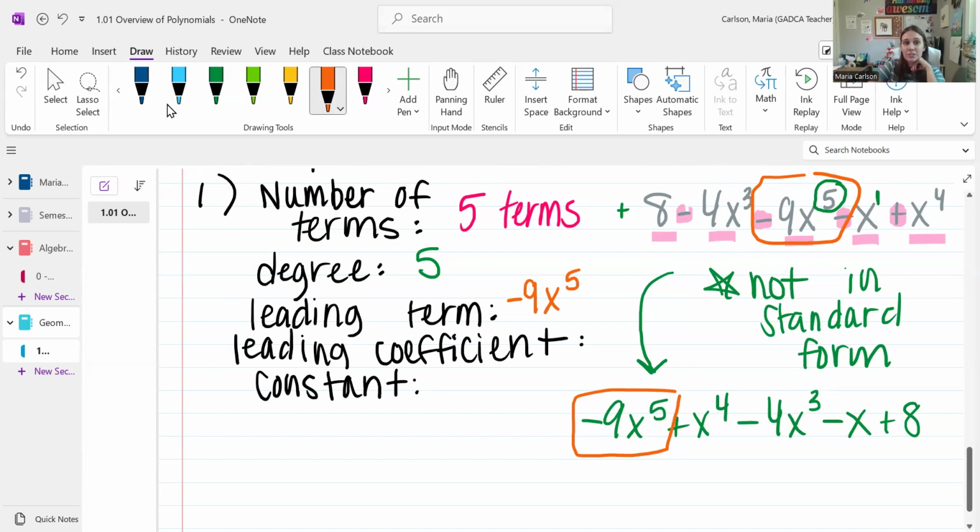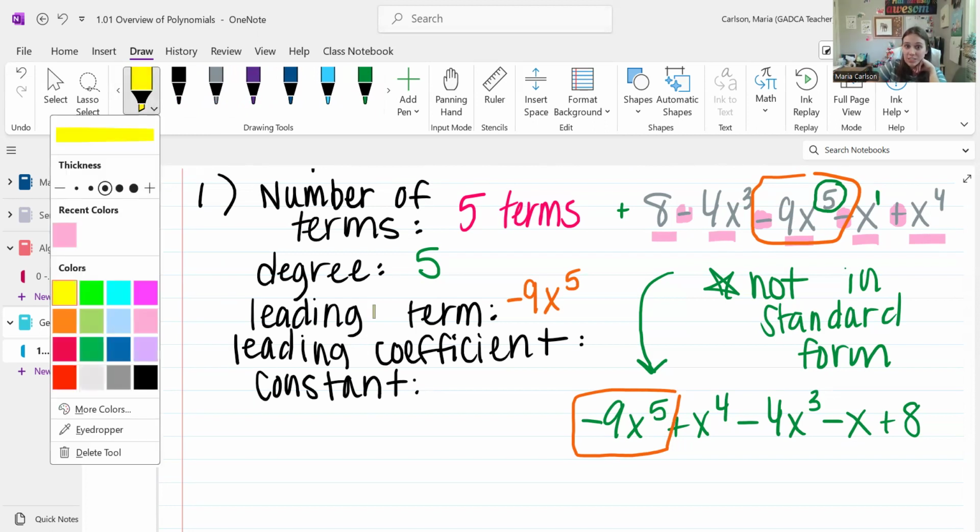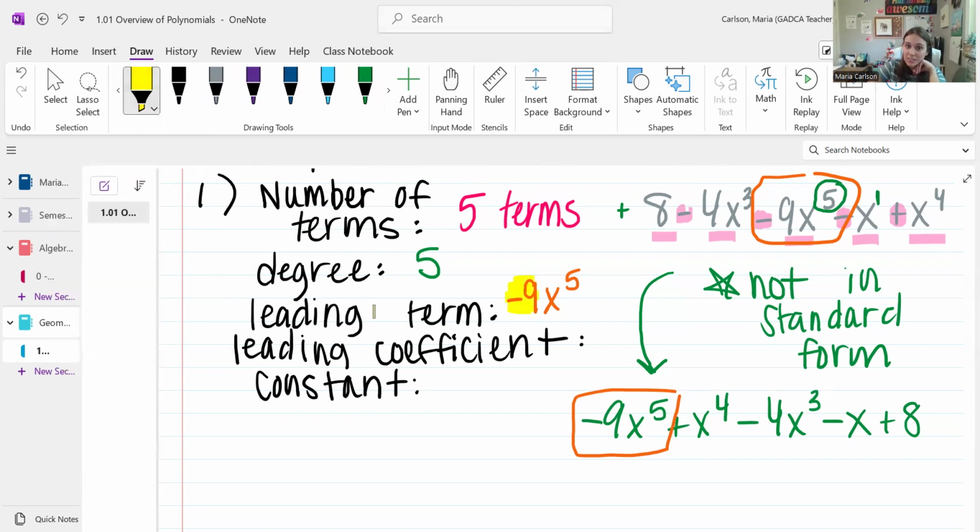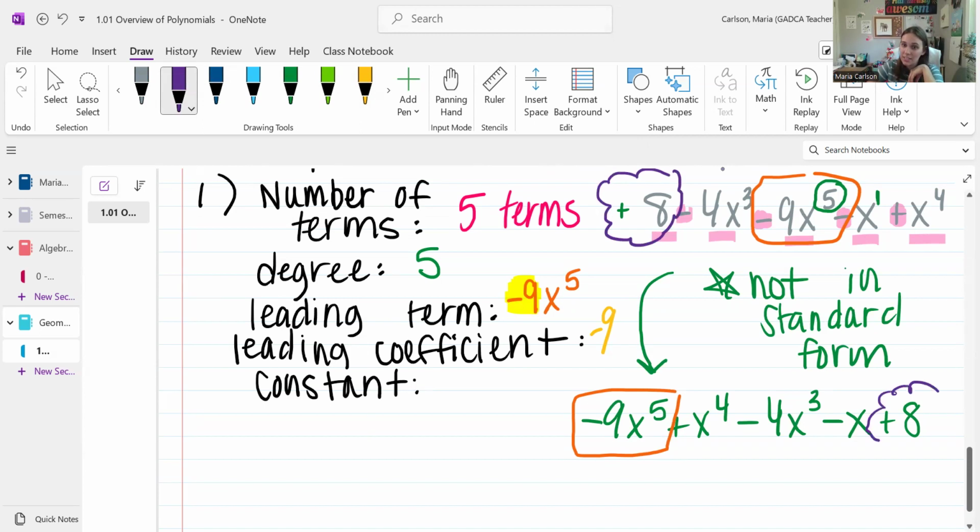And within that leading term, we have a leading coefficient. And our leading coefficient is the number in front of the variable, which is negative 9. So leading coefficient is negative 9. And then our constant is the number with no variable at all. In this case, it would be just the 8. Or at the end of our standard form polynomial, just the 8.